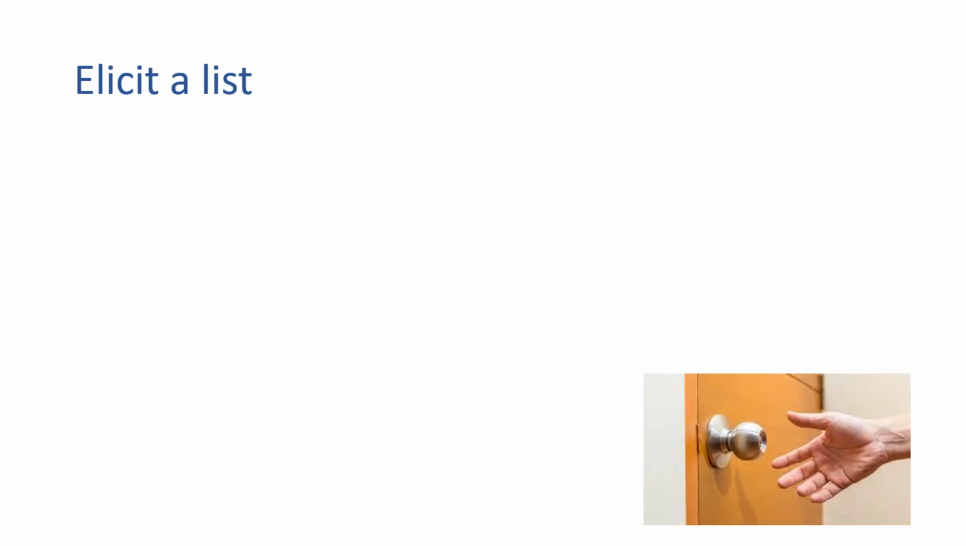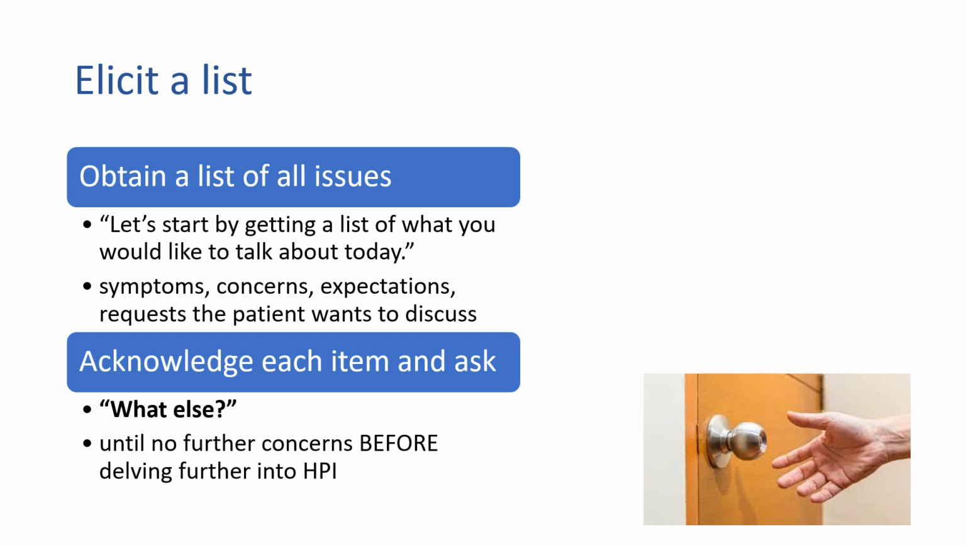Eliciting a list. As soon as you have set the expectation for time, you can now set the agenda for how the rest of the encounter will go. Right away, get a list from the patient about what they want to talk about. Simply ask them, let's start by getting a list of what you would like to talk about today. Remember, it's only a list. This list can include symptoms, concerns, expectations, requests the patient wants to discuss. Do not dive into deeper conversation yet.